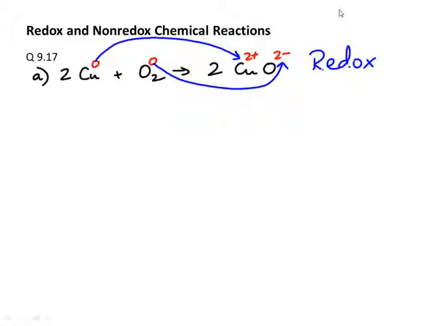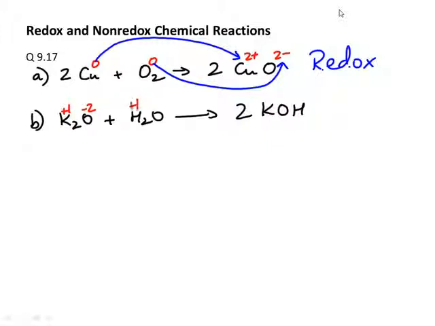Now let's look at the second equation, which is potassium oxide plus water, H2O, gives 2 potassium hydroxides. Again, same analysis. What's the oxidation state of potassium in potassium oxide? Yes, it's plus 1, each one. Oxygen is minus 2. What about the oxidation states of hydrogen and oxygen in water? Each hydrogen is plus 1, and oxygen is minus 2.